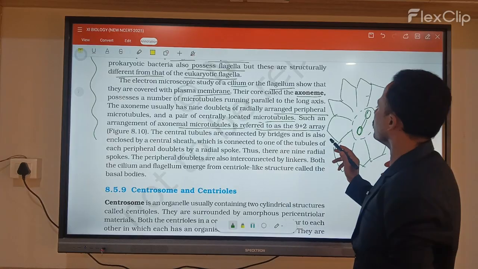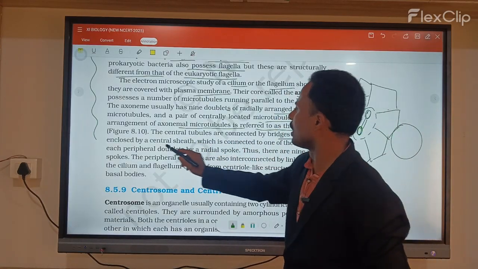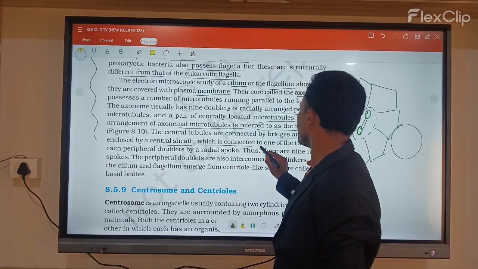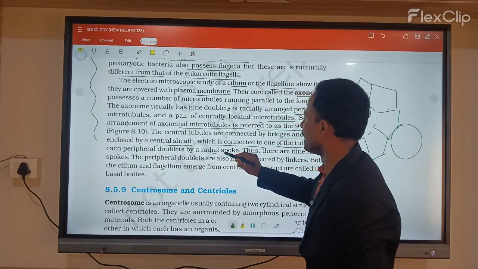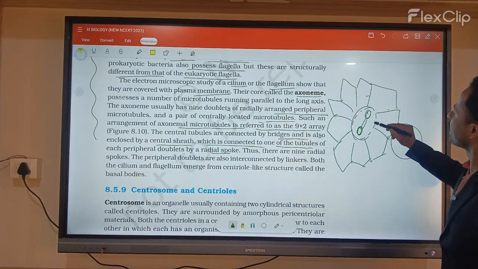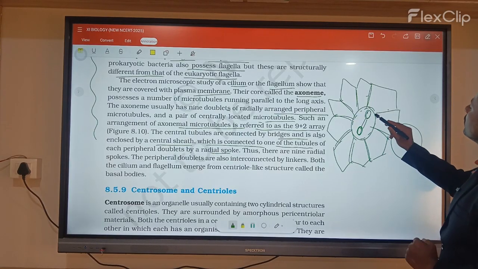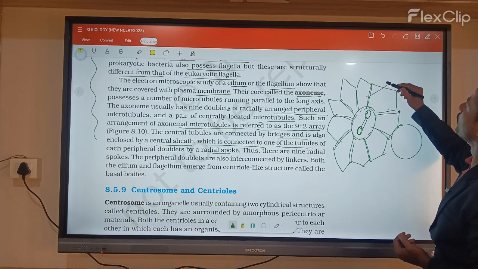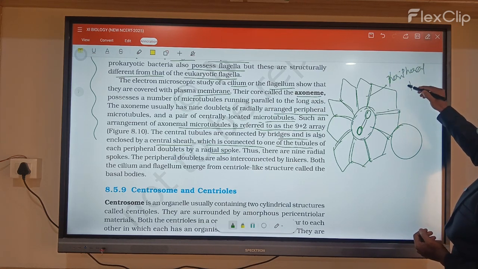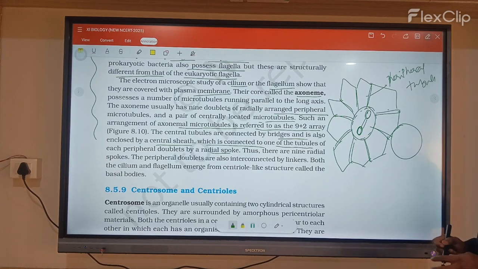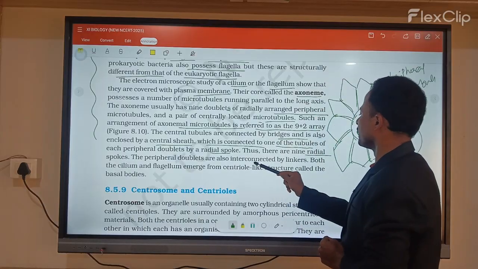Now, the central tubules are connected by a bridge, also called the central sheath, which is connected with one tubule of each peripheral tubule by the radial spoke. So it is arranged in a spoke-like structure, a radial spoke-like structure, on the peripheral tubules. Thus there are 9 radial spokes present. They are interconnected with linkers.